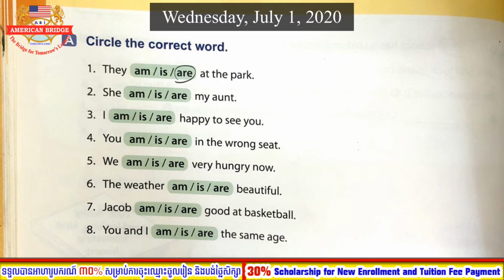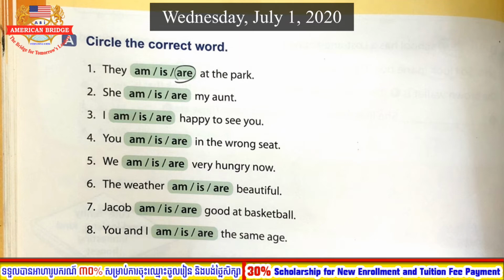Let's go to number 2. She blah blah blah my aunt. Is it is or are? So look at the subject. The subject is she, right? She is third person singular. Third person singular we use with is.